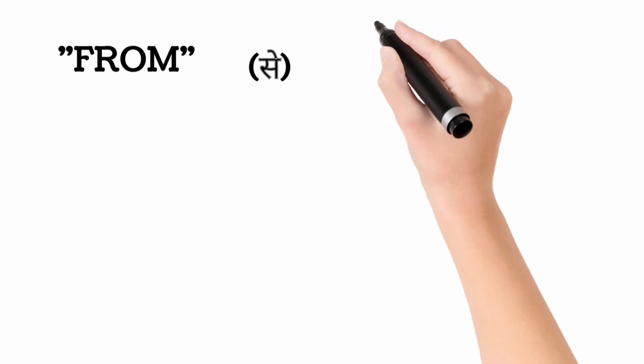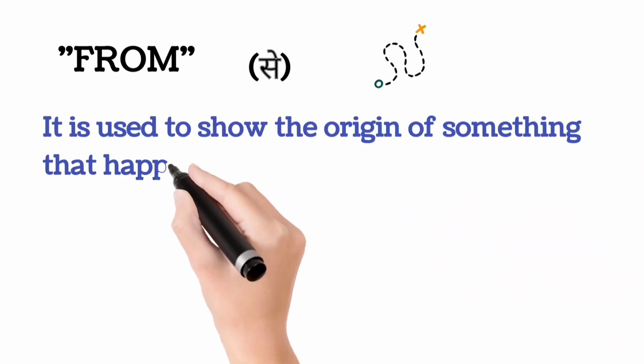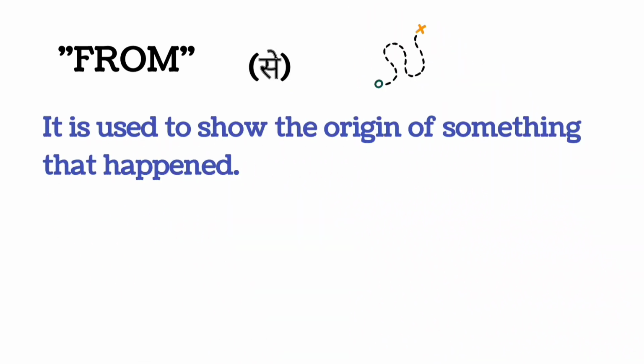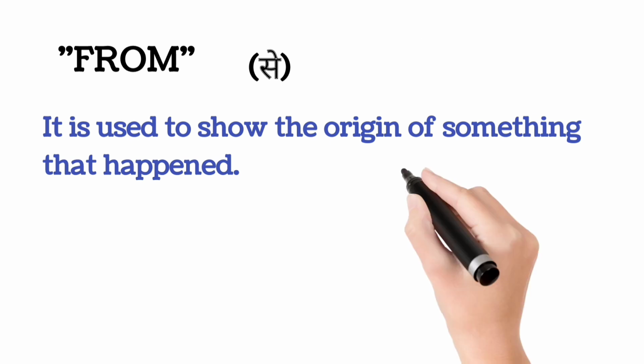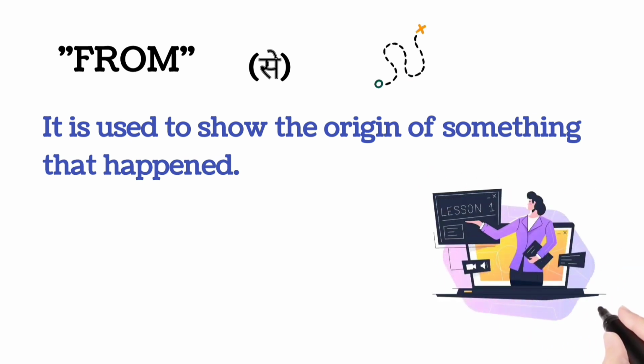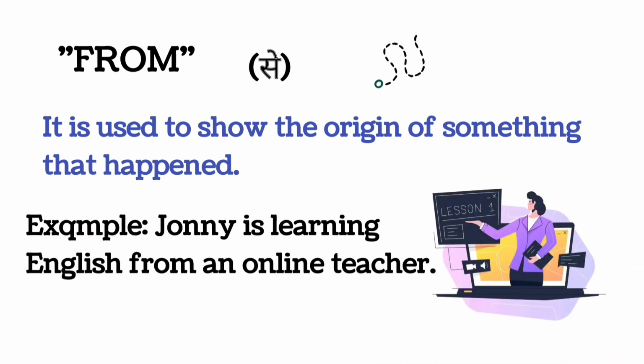From. It is used to show the origin of something that happened. Johnny is learning English from an online teacher.